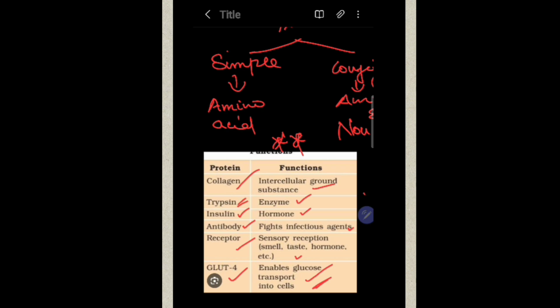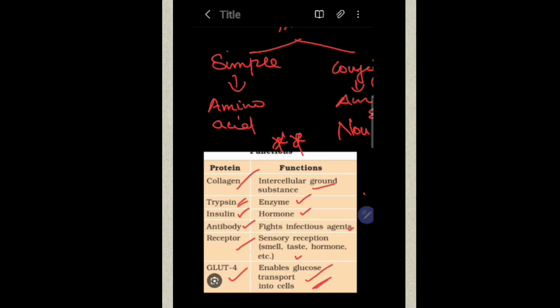Collagen is the most abundant animal protein, first point. Second point, triple helical structure, therefore collagen. And third, it functions as intracellular ground substance. Trypsin is an enzyme. Insulin is a hormone. Antibody fights infectious agents. Receptor is a sensory reception to receive smell, taste, etc. GLUT4 enables glucose transport into cells. So this is the thing.